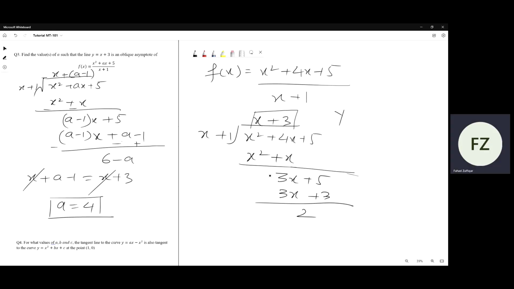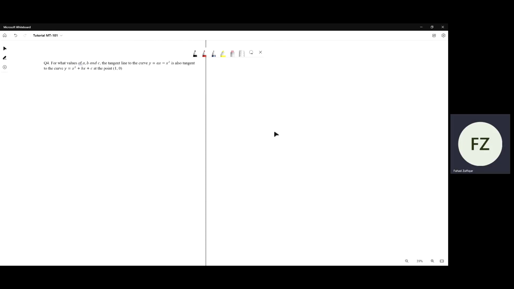So your equation will become y equals x plus 3 plus 2 over x plus 1. So this is actually our leading value, and this is our lagging value. So the leading value is actually the asymptote. So this y equals x plus 3 becomes your asymptote.